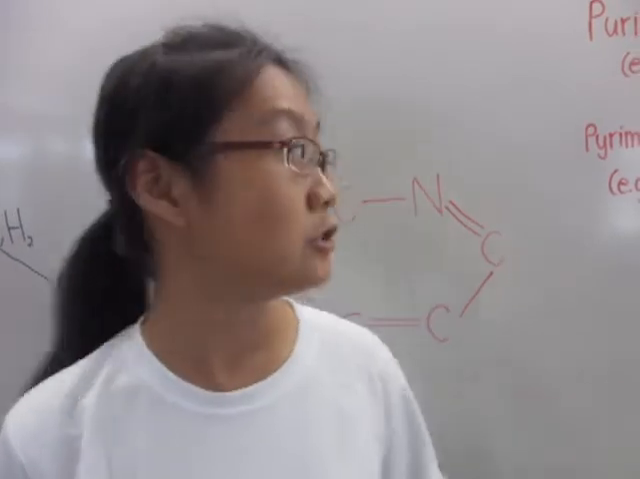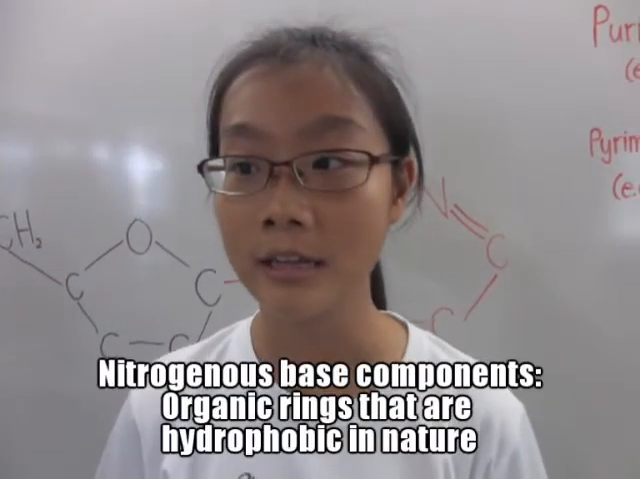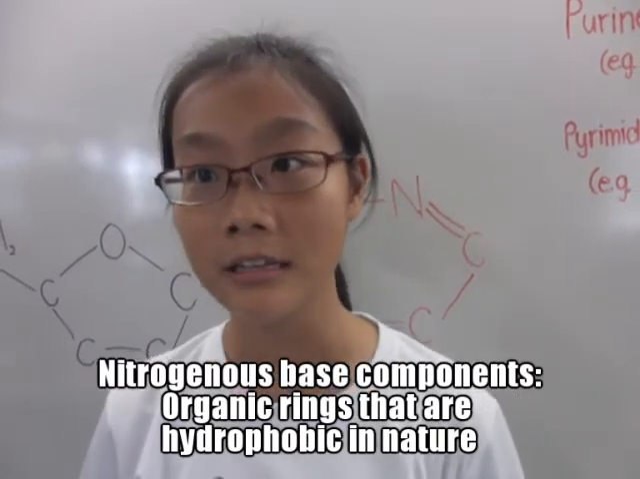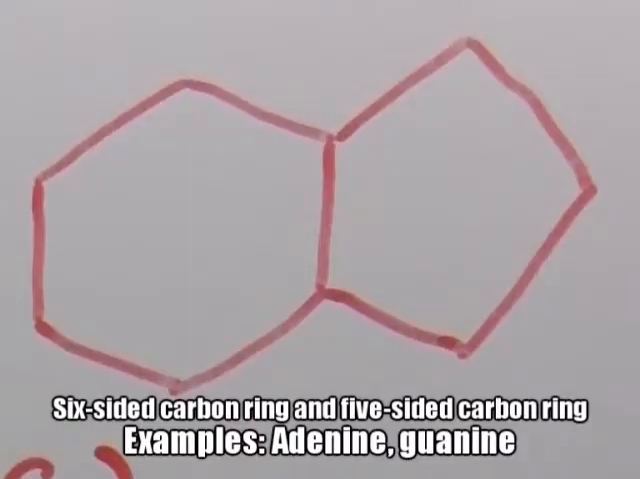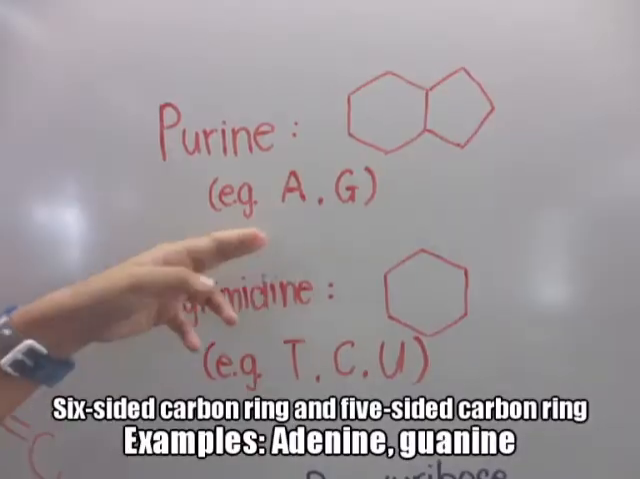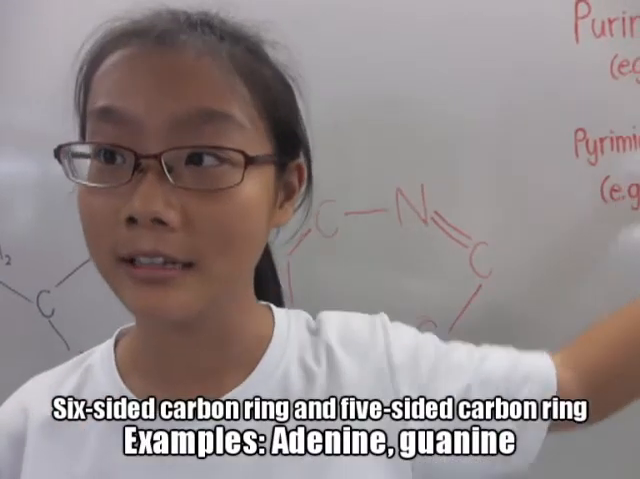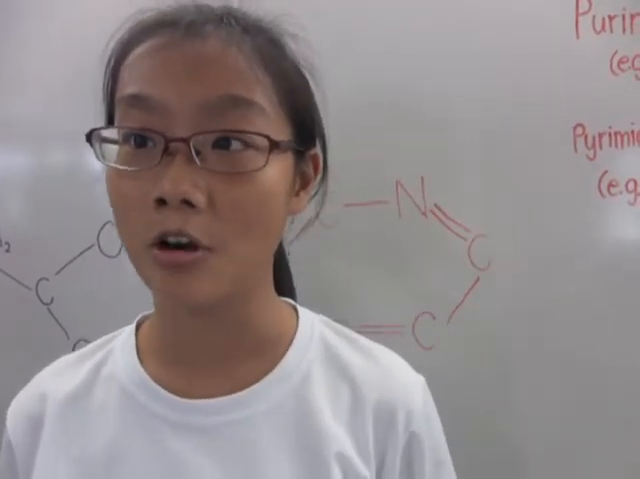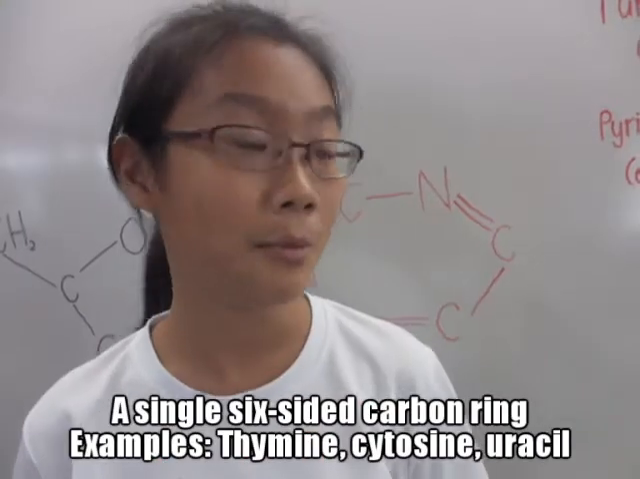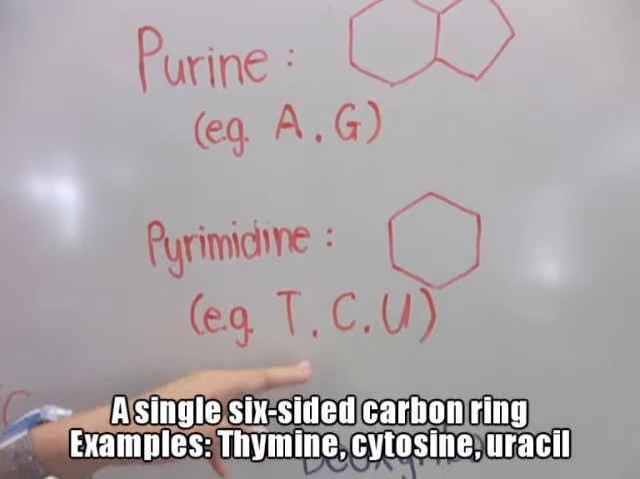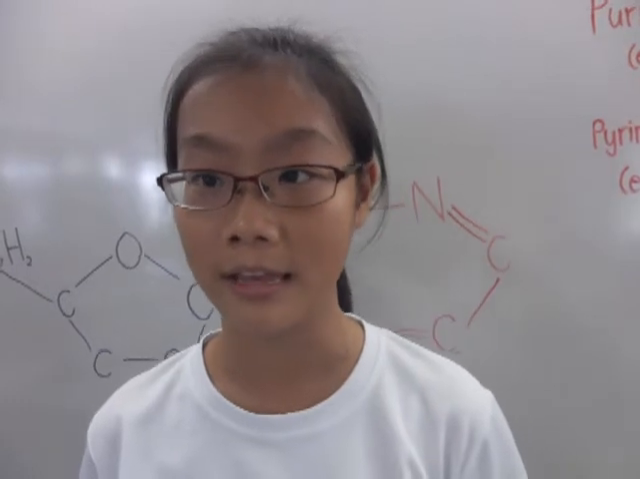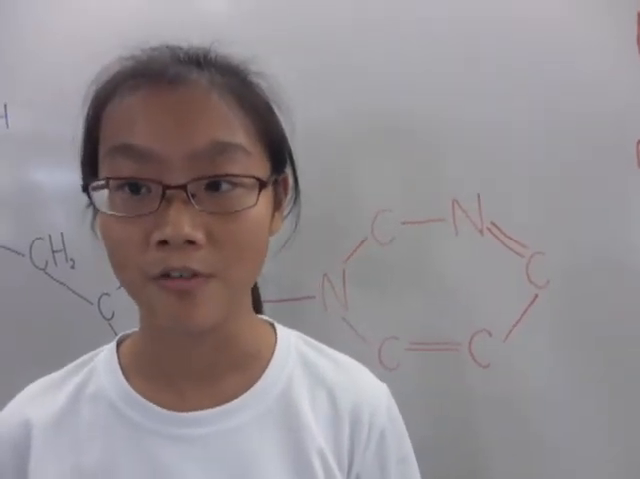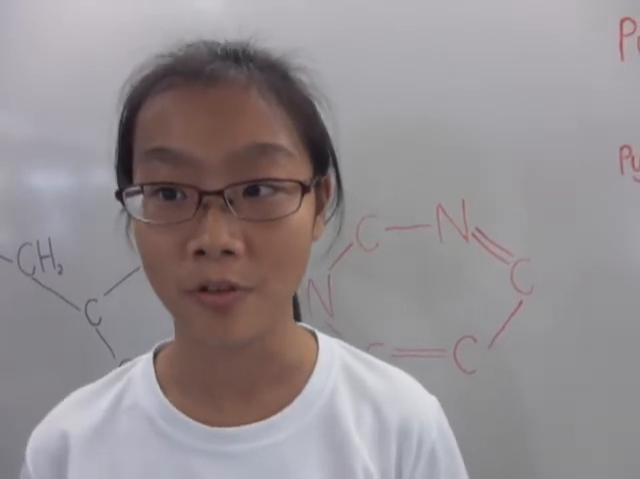The second component is the nitrogenous base group. They are organic rings that are hydrophobic in nature. They are divided into two groups, purine and pyrimidine. Purine consists of a 6-sided carbon ring as well as a 5-sided carbon ring. Examples of these are adenine and guanine. Pyrimidine consists of only a 6-sided carbon ring. Examples of these are thymine, cytosine, and uracil. However, uracil is only involved in the formation of RNA, while thymine is only involved in DNA. Purine and pyrimidine are able to form hydrogen bonds with one another in a very specific manner.